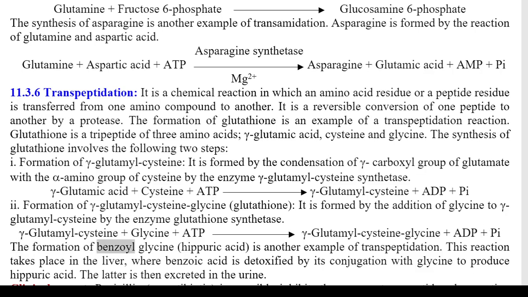The formation of benzoyl glycine, hippuric acid, is another example of transpeptidation. This reaction takes place in the liver, where benzoic acid is detoxified by its conjugation with glycine to produce hippuric acid. The latter is then excreted in the urine.